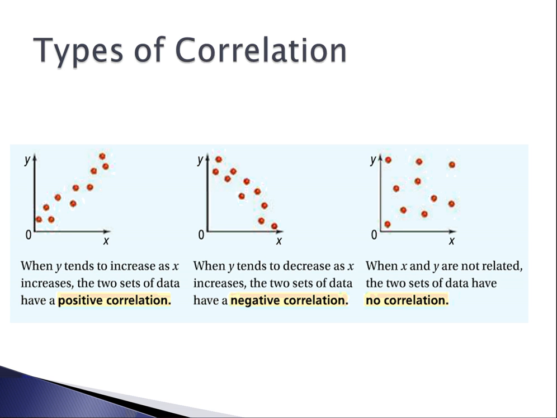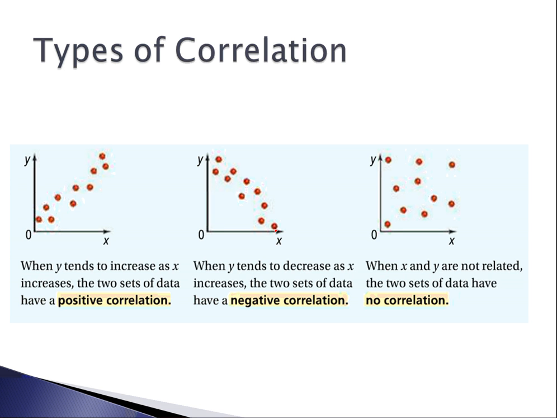So we have three examples from your book here. This first example would be called a positive correlation because as y increases, x increases. Another way to think about this is if perhaps I drew a line following the majority of the scatter plot points, that line would be going uphill from left to right. And slopes of lines that go uphill from left to right are positive. So this would be a positive correlation.